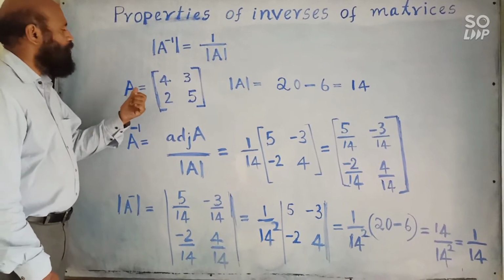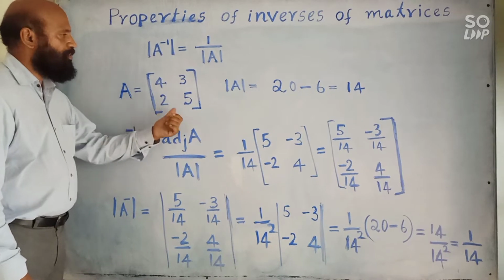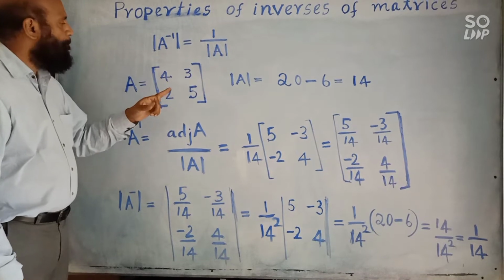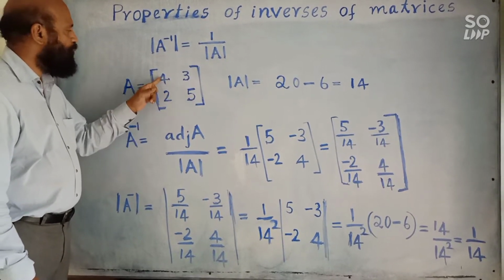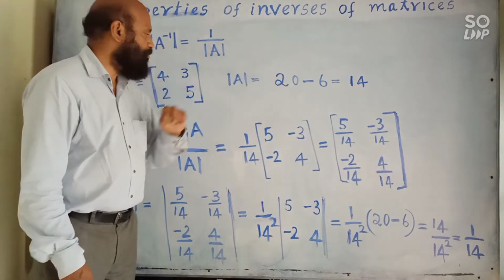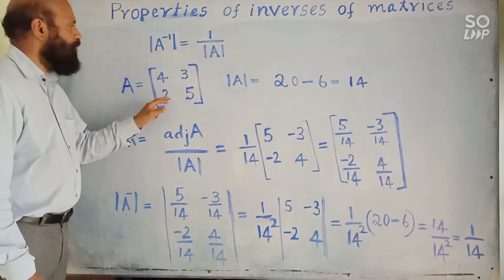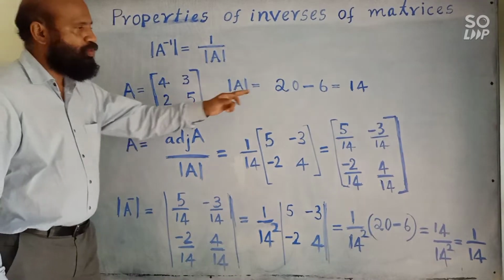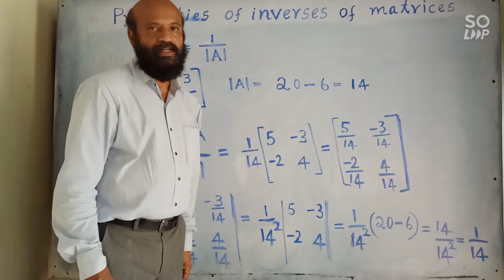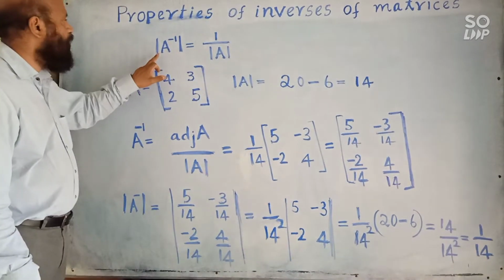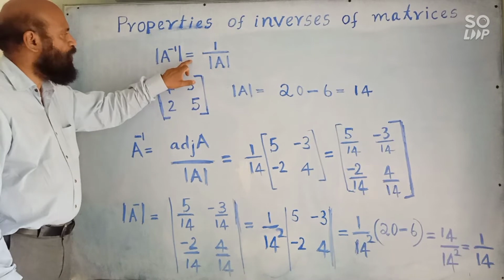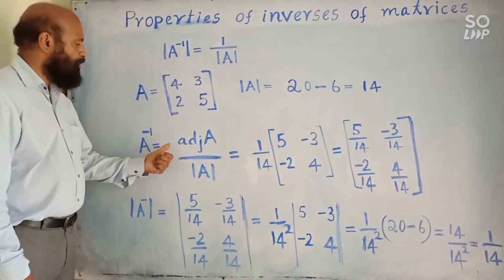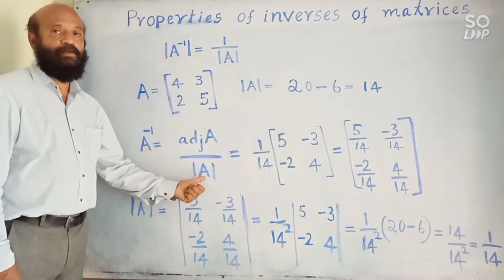A is a non-singular square matrix. So its determinant is obtained by multiplying these two numbers, 4 into 5, 20, minus 2 into 3, 6. So 20 minus 6 is 14. So determinant of this matrix is 14. So it's a non-singular matrix. Now our aim is to show that determinant of A inverse is equal to the reciprocal of the determinant of A. Now A inverse is obtained by this formula, adjoint A divided by determinant of A.